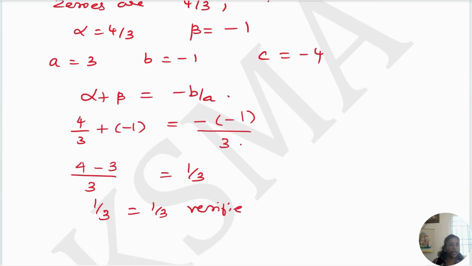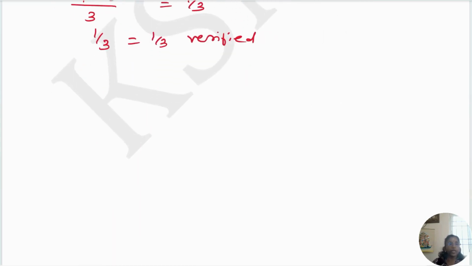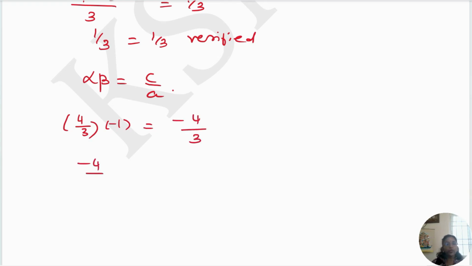So hence verified. And for alpha into beta, c/a. So alpha is 4/3 and beta is −1 and here c value is −4, a value is 3. So −4/3 is equal to −4/3. So hence verified.